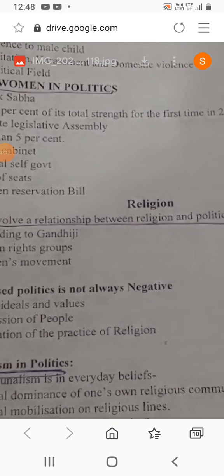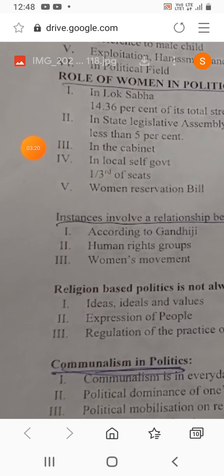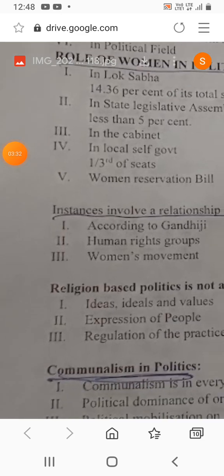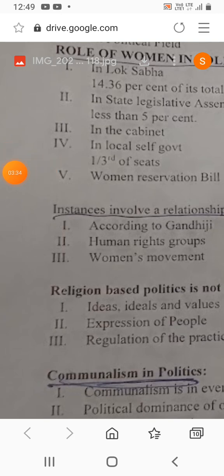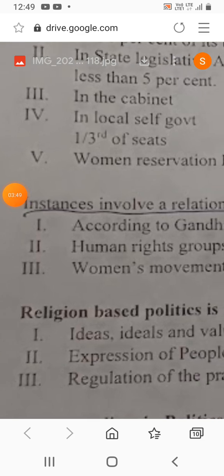Then suppose instances involving a relationship between religion and politics. Here you only have to make 3 point headings: according to Gandhi, human rights group, women's movement. If you remember in this way also, you are going to get good marks in the exam. This is an effective technique. Students will be reading lines and lines of the political science book. But if you remember these 3 lines, you can explain in your own language. But if you don't know these 3 lines, how will you explain? You cannot write a proper answer.